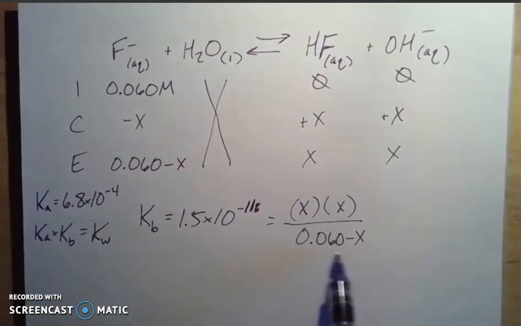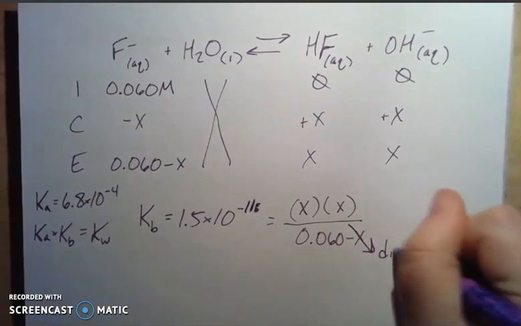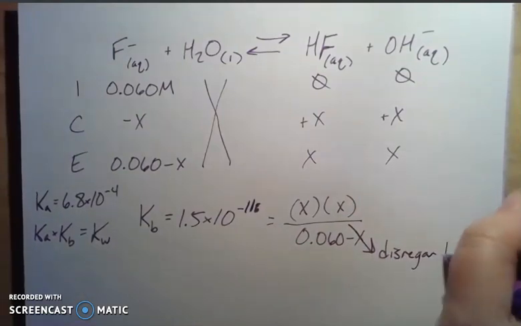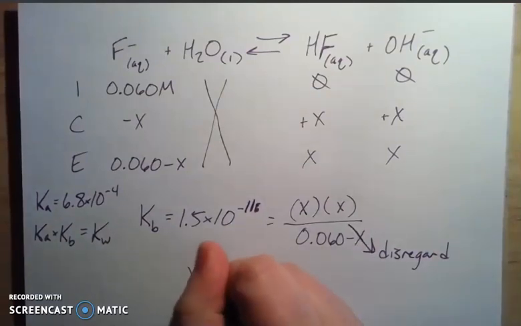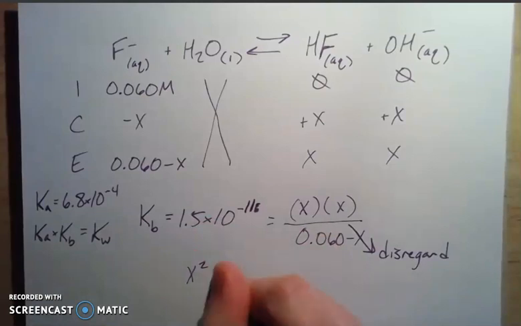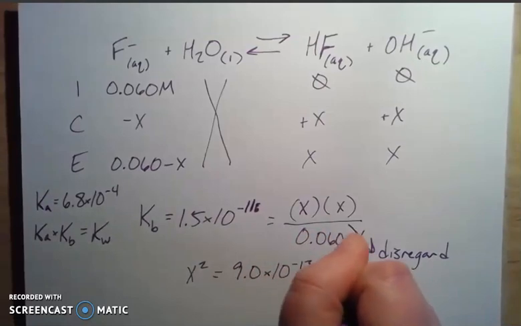Now the nice thing about the difference between this concentration and this Kb value is there's a big enough difference that I can disregard this x. And that's because of significant figures. When we round this thing, it's going to be such a big difference that it's still going to round to the same value. So I end up with x squared. I'm kind of flipping sides here. X squared is equal to 9.0 times 10 to the negative 13th.